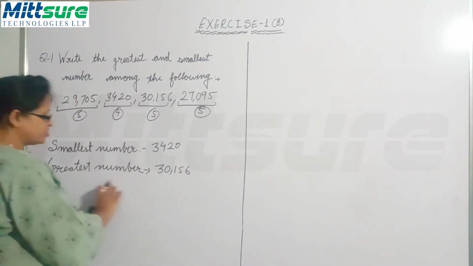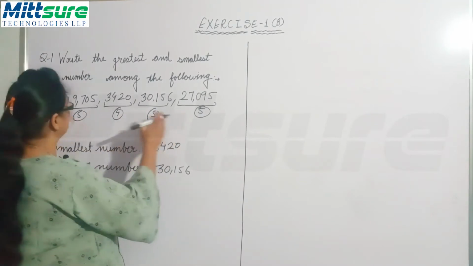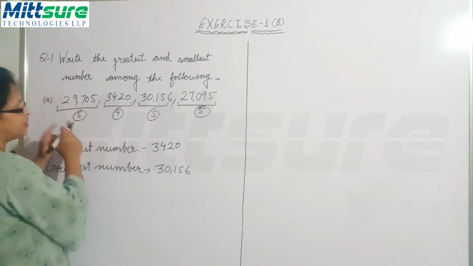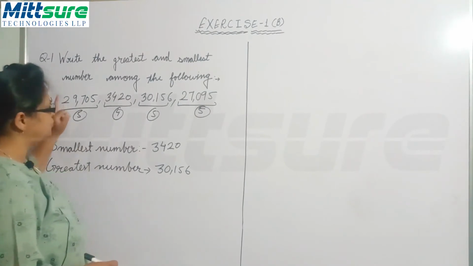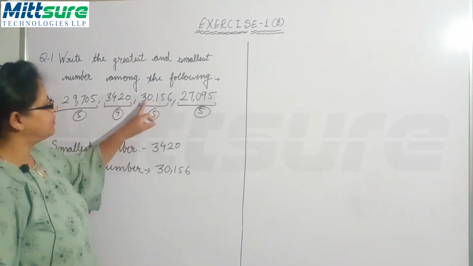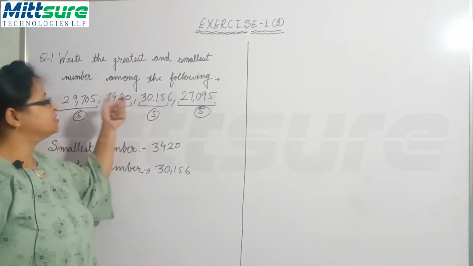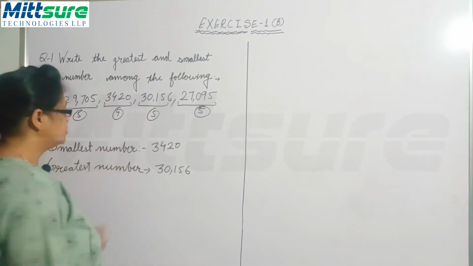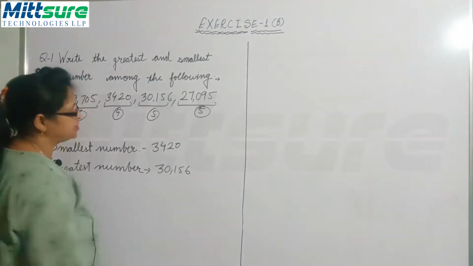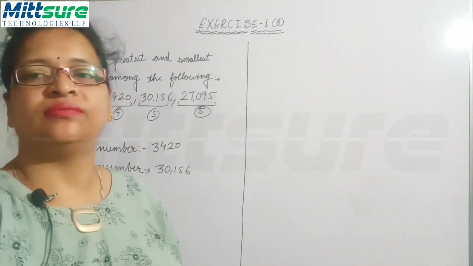We search the greatest number when we compare the numbers. If we compare the leftmost digit, this is having 2, this is having 2 and this is having 3. If we are comparing, we know the 3 is greater than the other leftmost digits. So 30,156 is the greatest number in the given numbers.